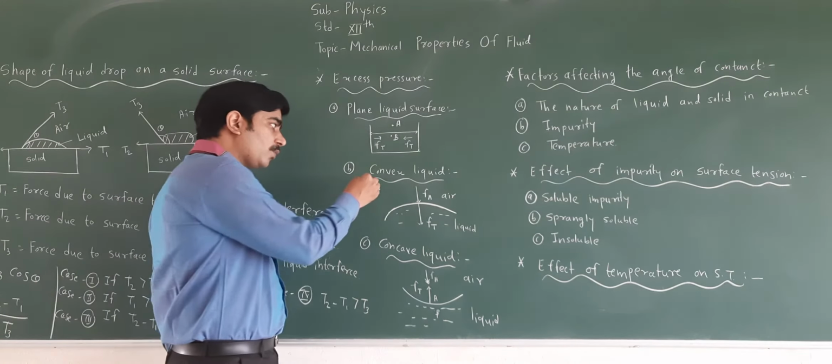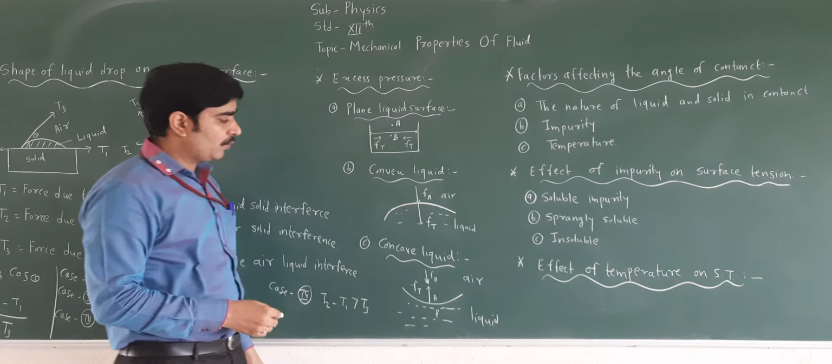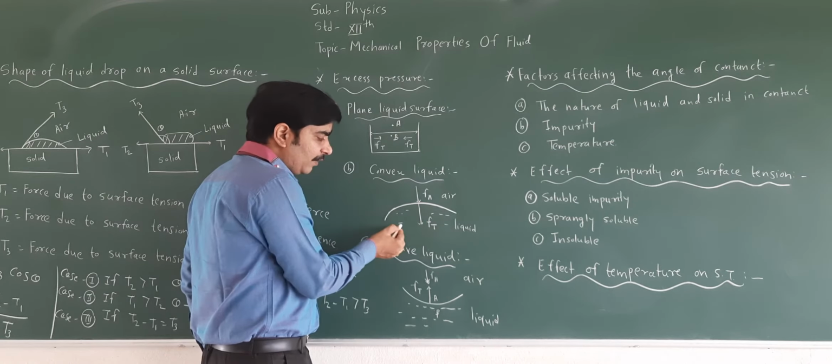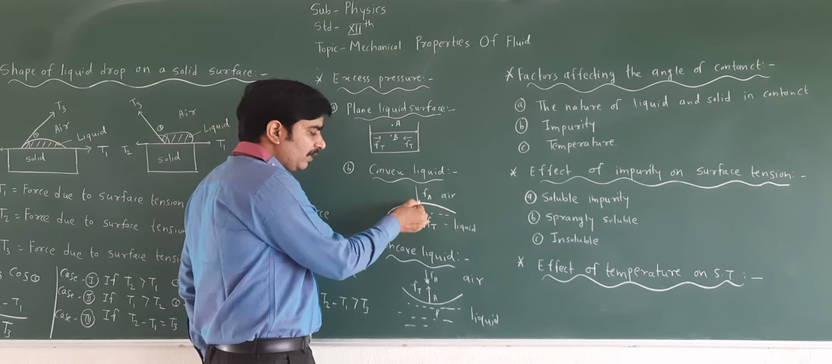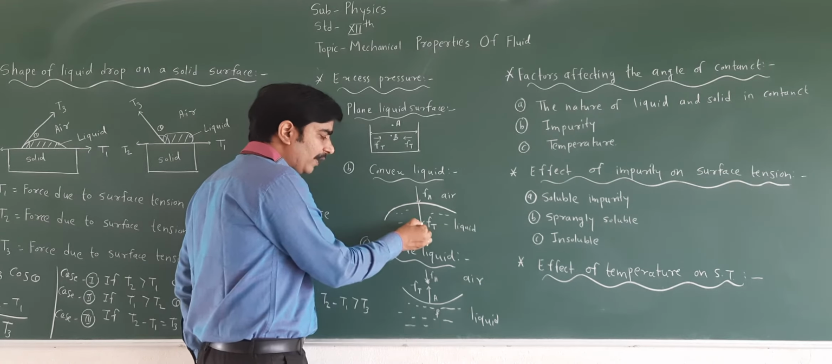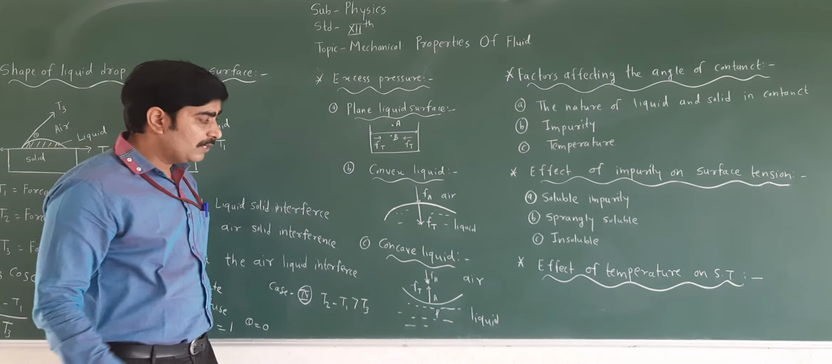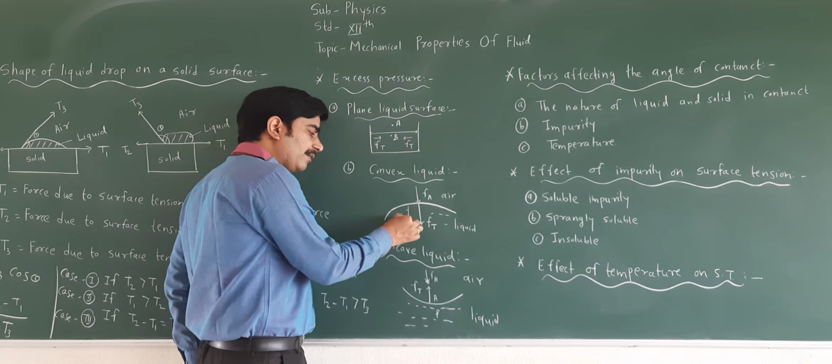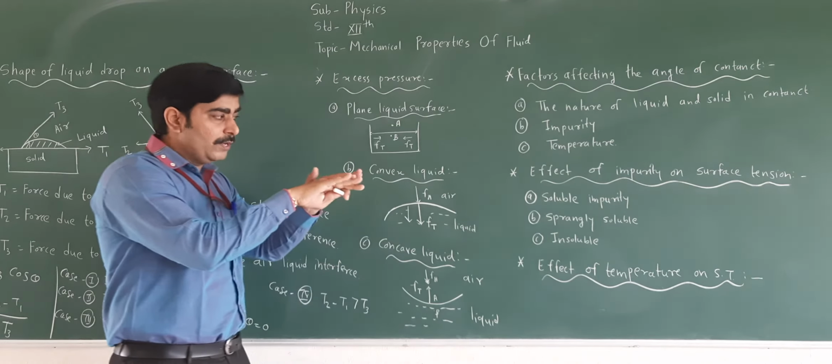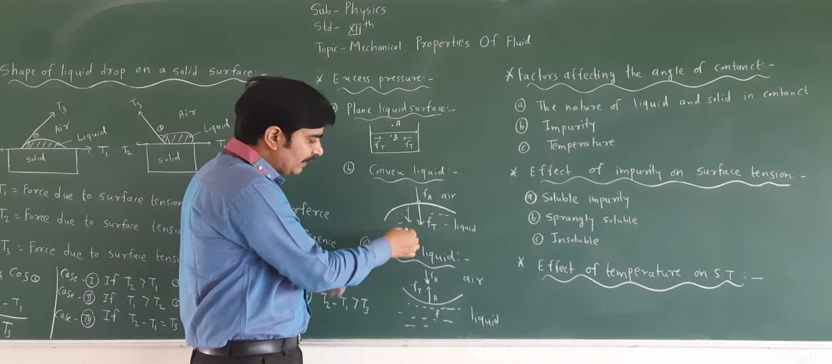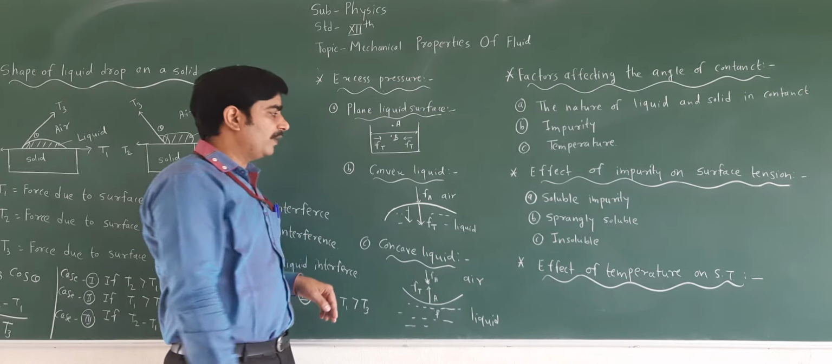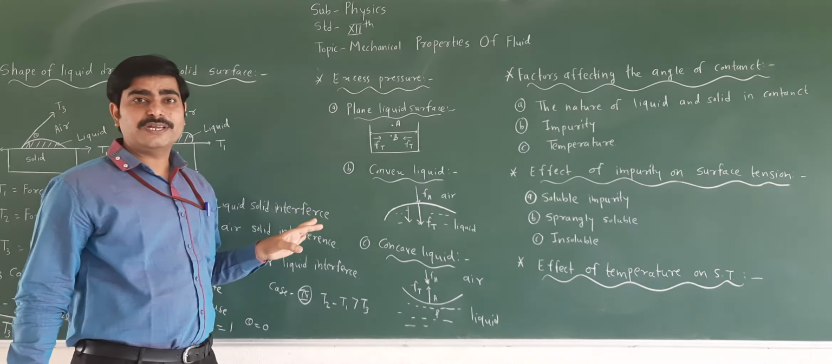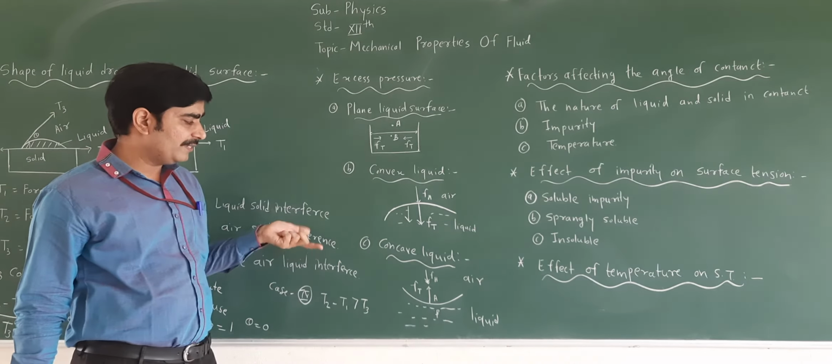Second point, for the convex liquid, you can observe the convex liquid. Here, for the convex liquid, the surface tension is acting in the downward direction. You can observe the diagram. So what can we say regarding the pressure? The pressure will be acting in the downward direction. So if the liquid surface is convex, then the pressure is acting in the downward direction. Friends, within one line you can explain this second point.